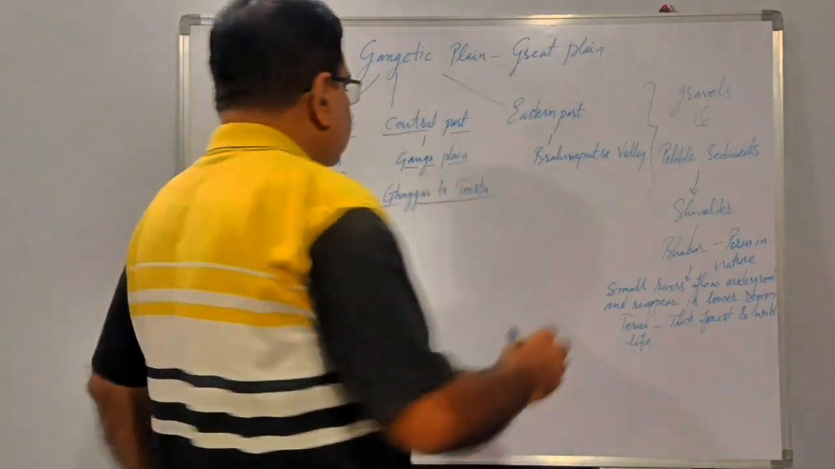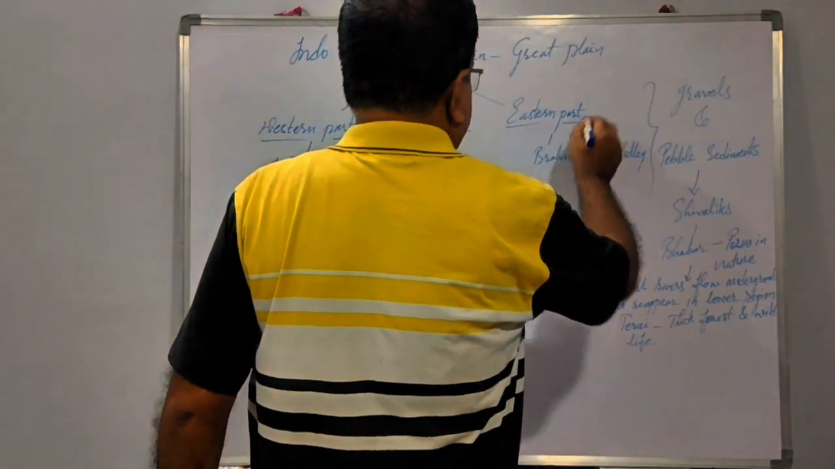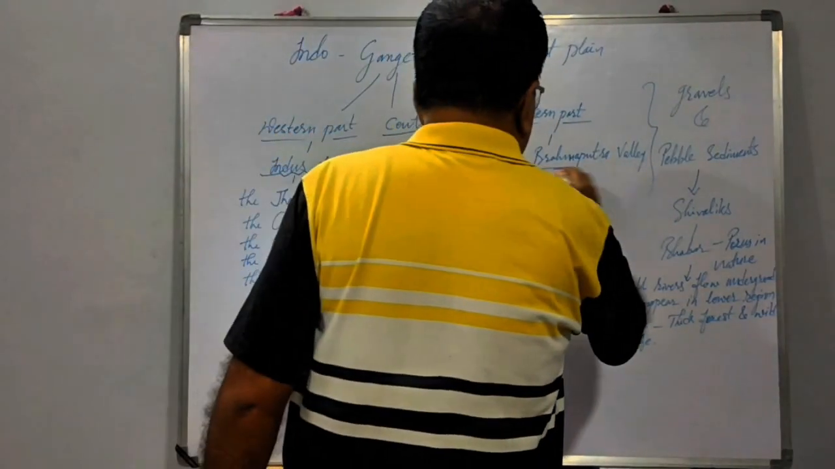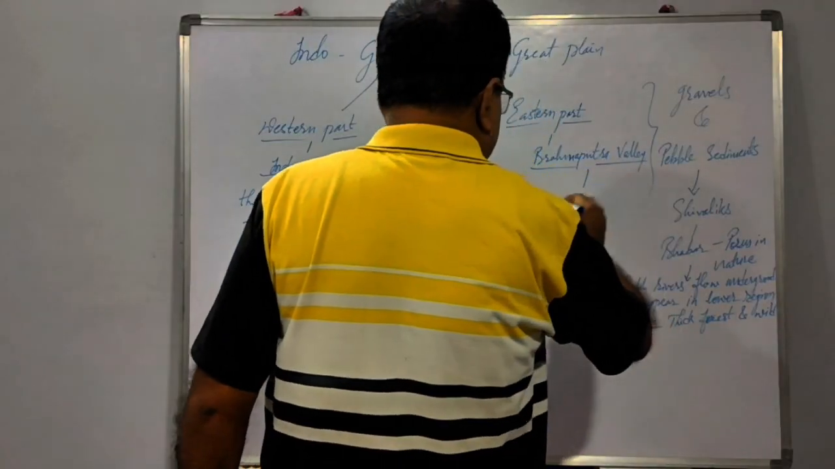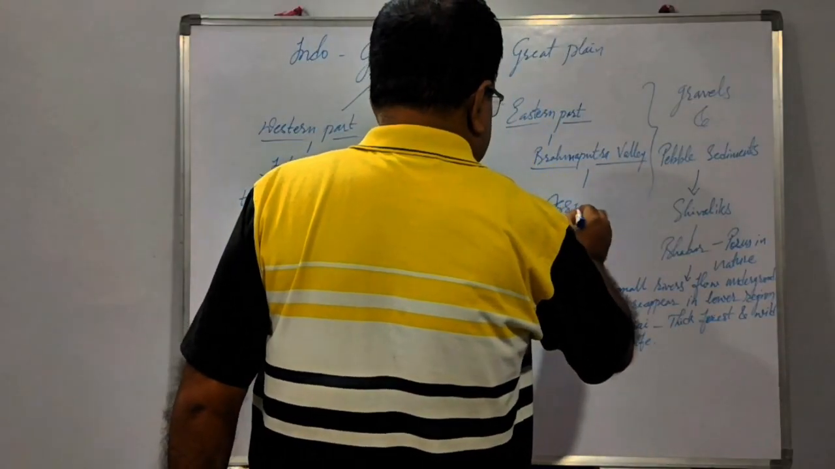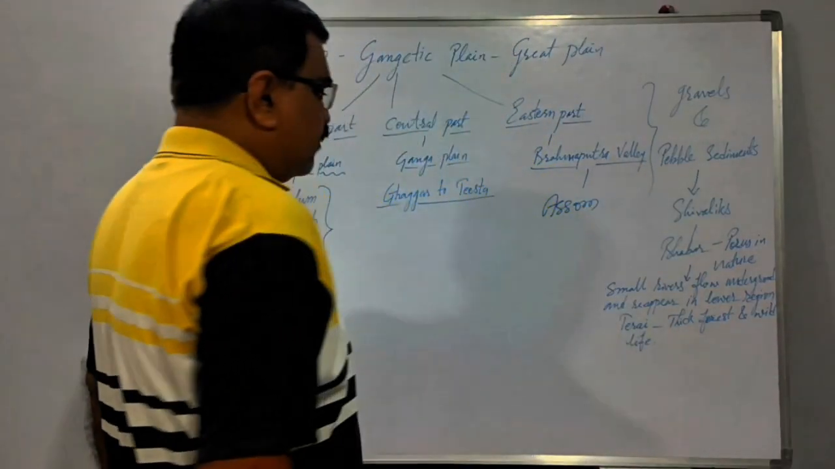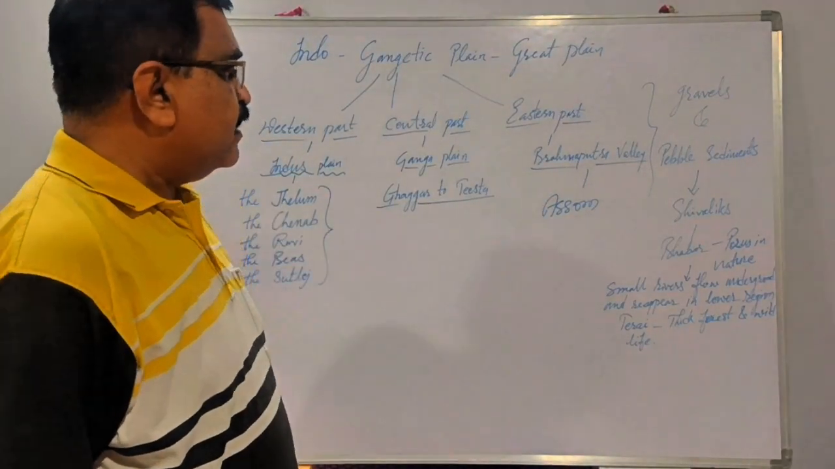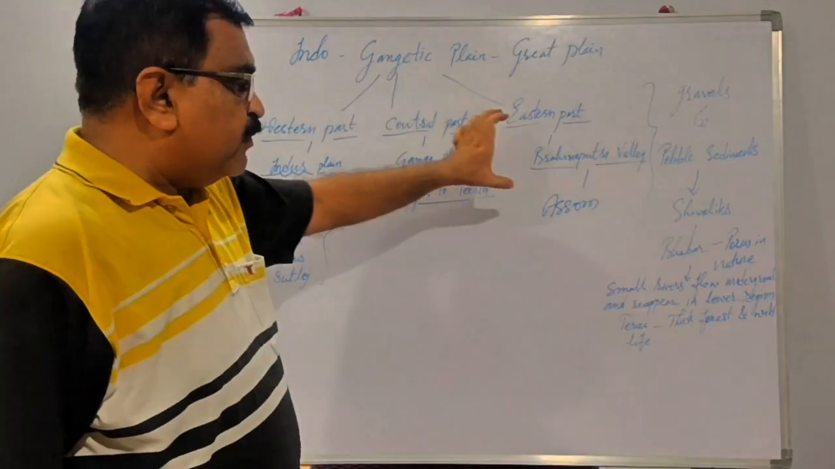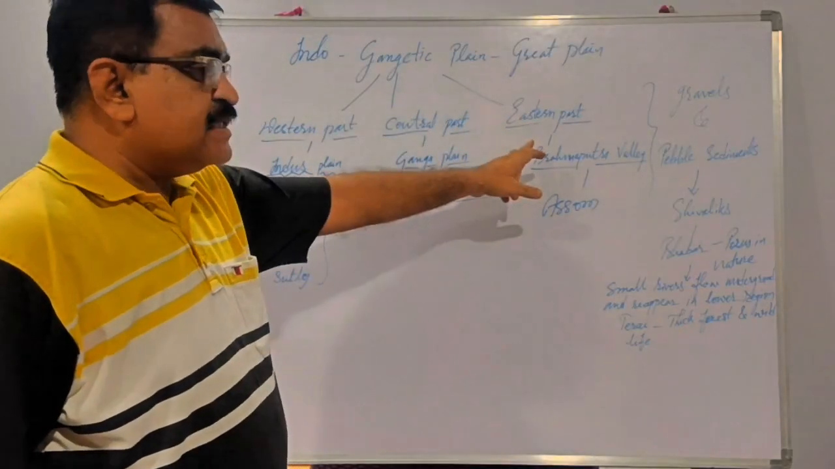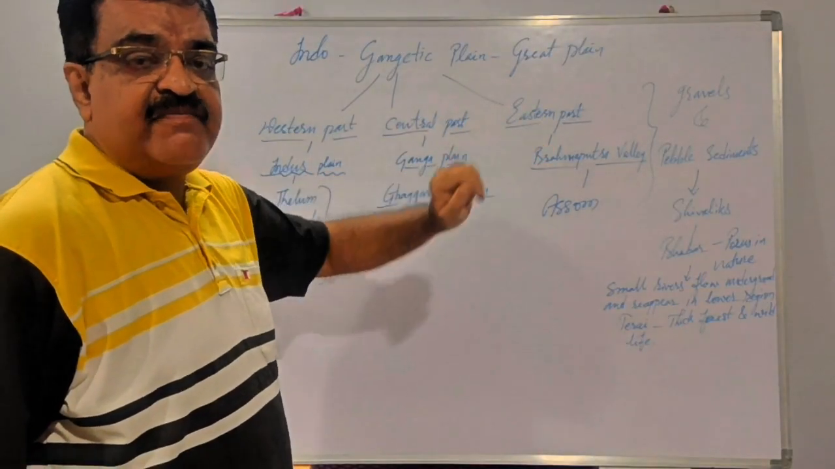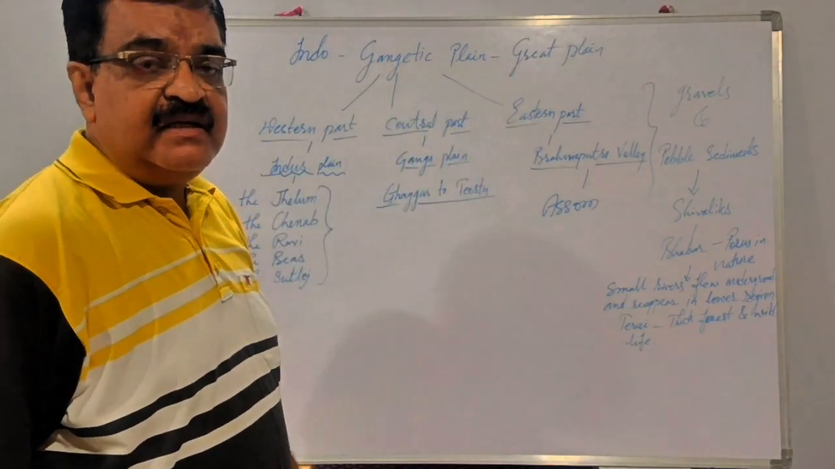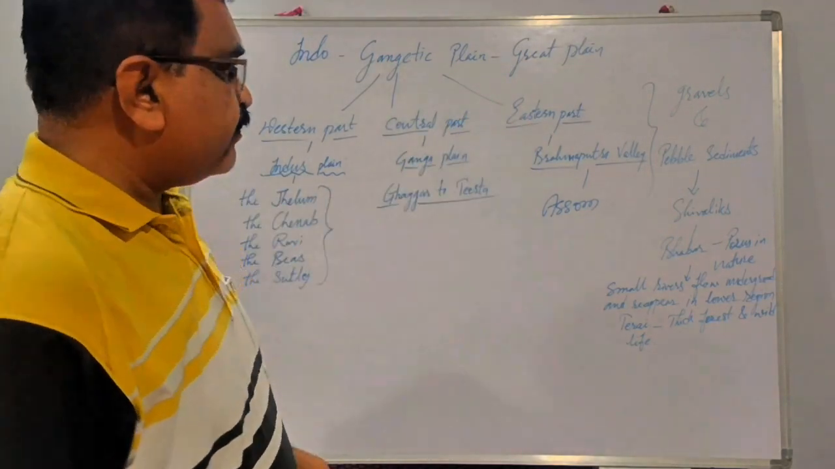The third part, the eastern part of the Indo-Gangetic Plain, comprises the Brahmaputra Valley. Most of the Brahmaputra Valley is in the state of Assam. The Brahmaputra Valley creates a lot of irrigation facility and generates a lot of water facility in the state of Assam.